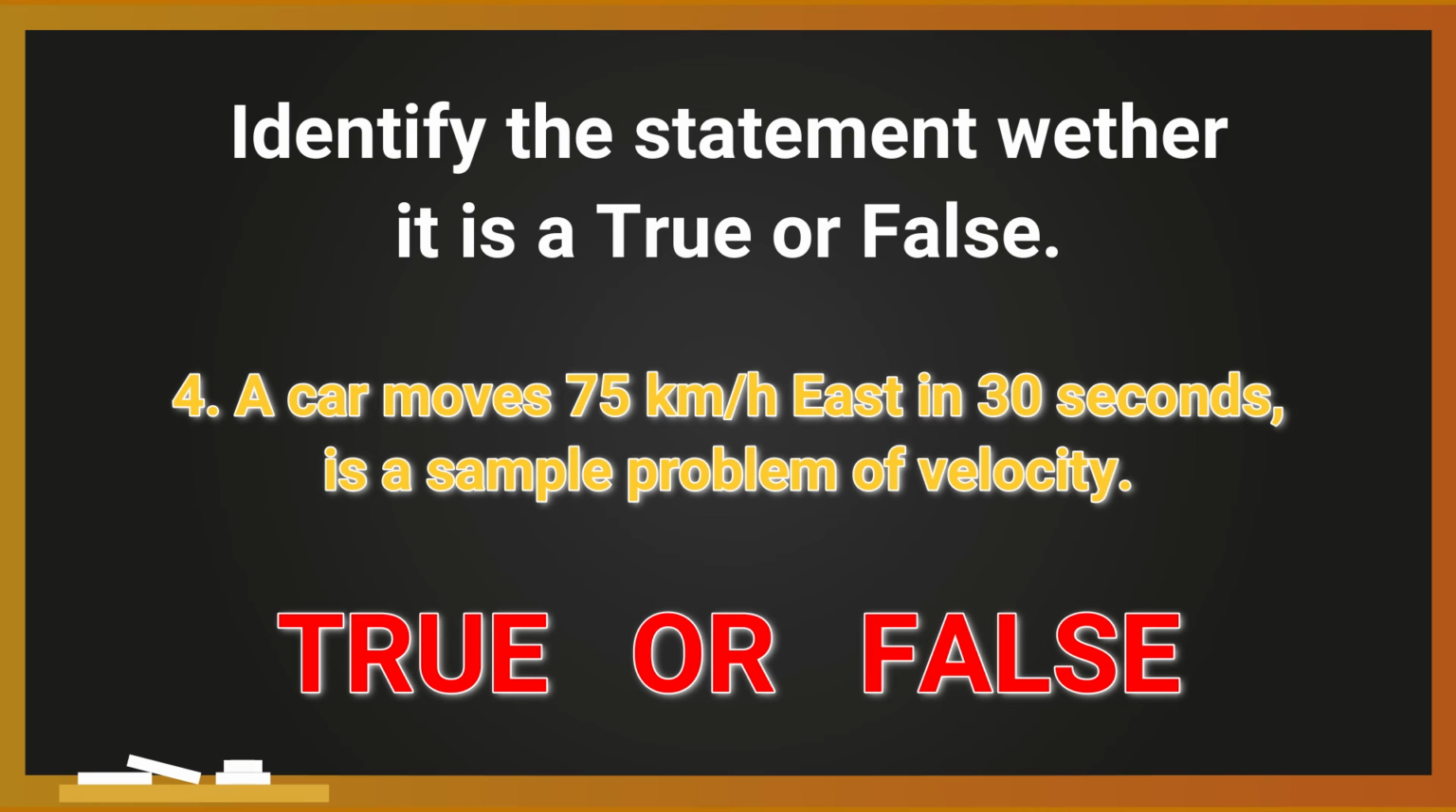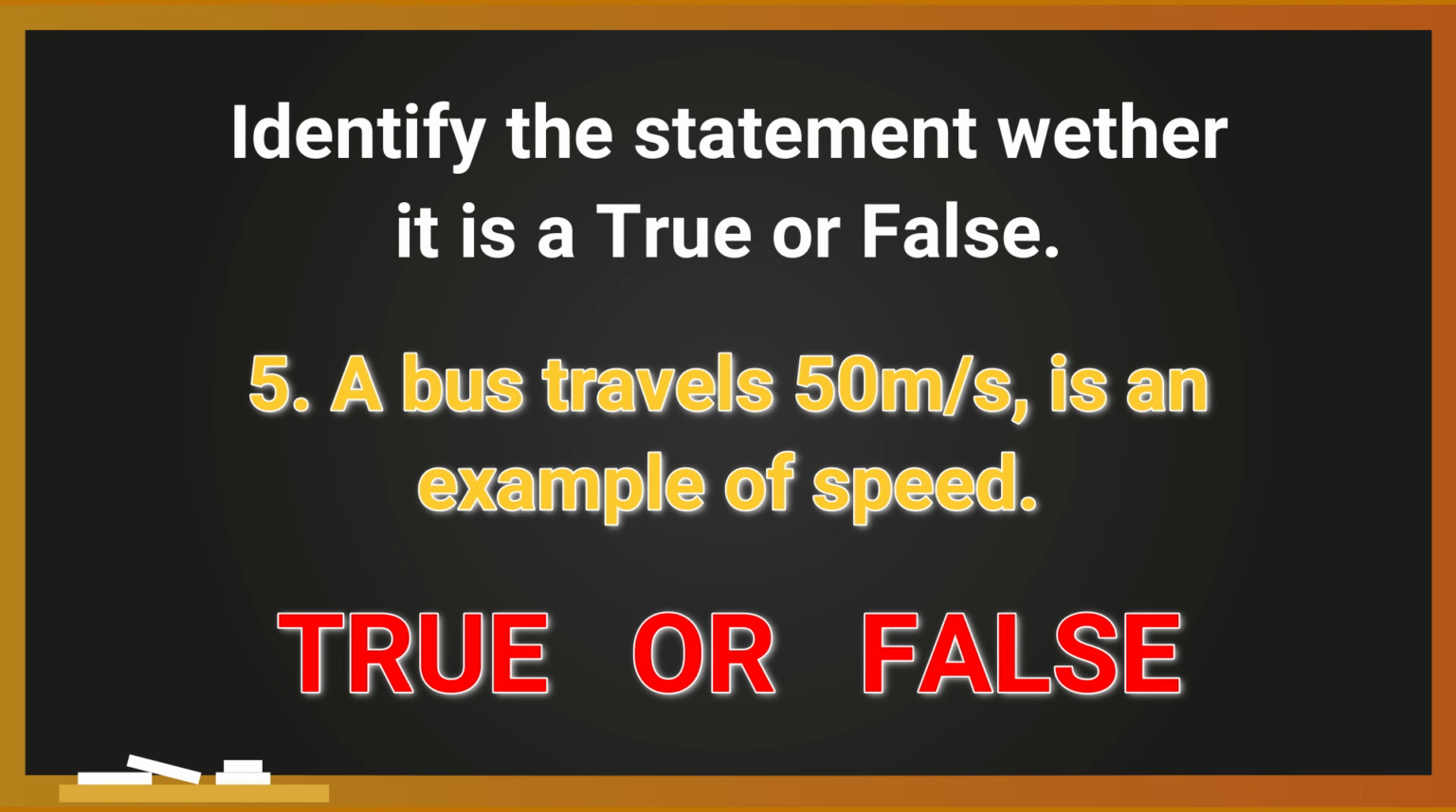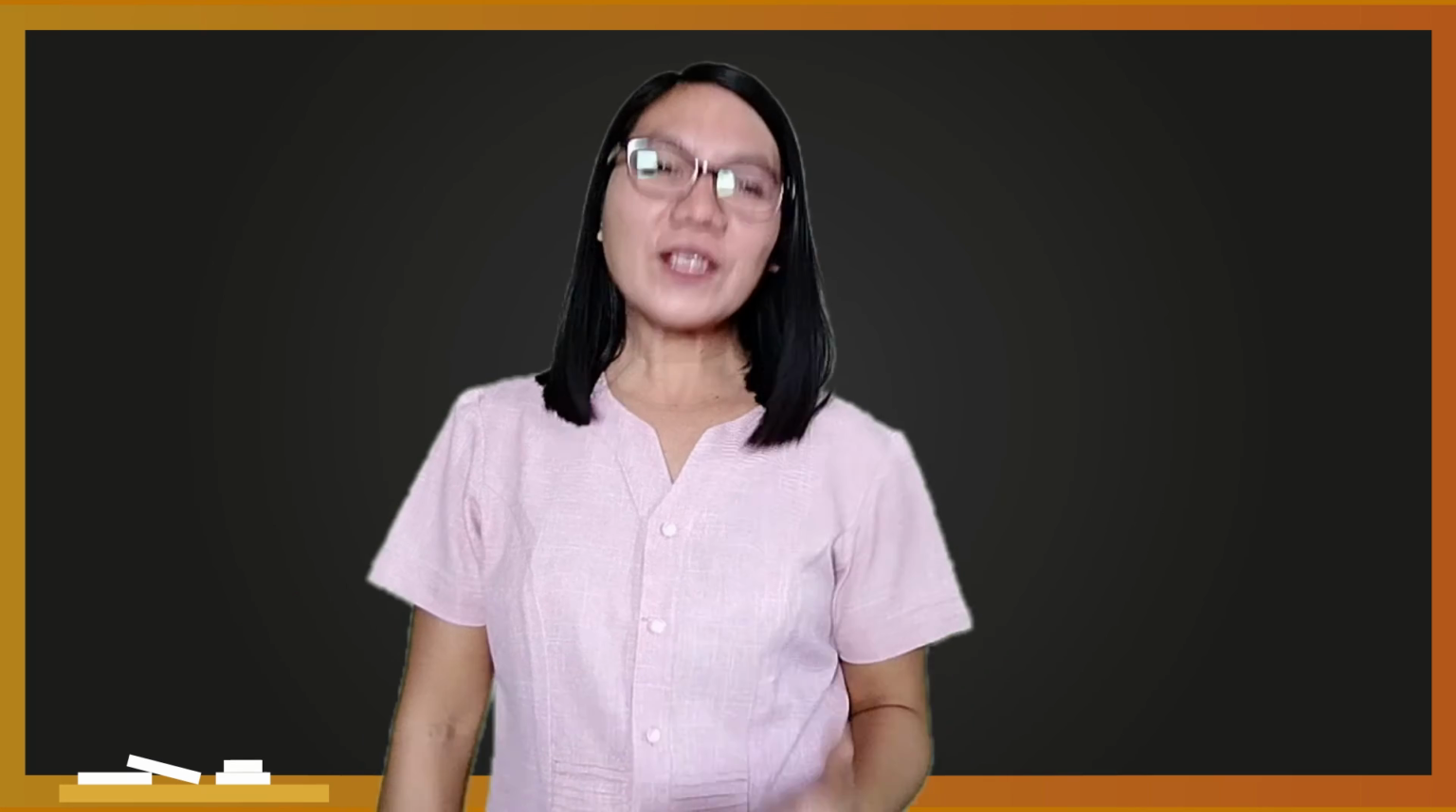Number 4. A car moves 75 km per hour to the east in 30 seconds is a sample problem of velocity. You're correct. It's true. And for question number 5, a bus traveled 15 meters per second is an example of speed. Amazing! The answer is true. Congratulations! You got a perfect score.